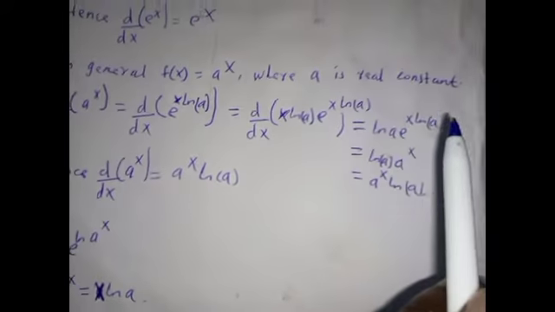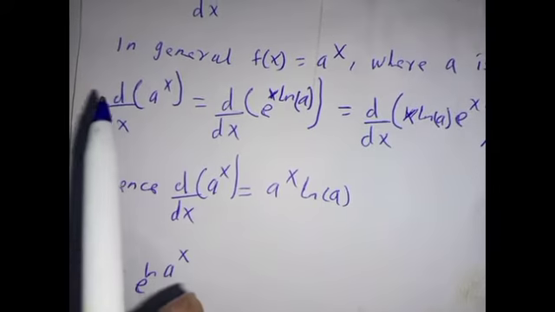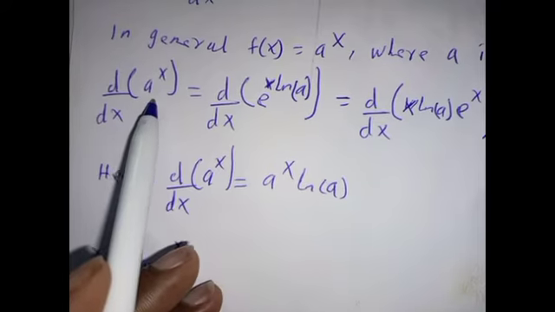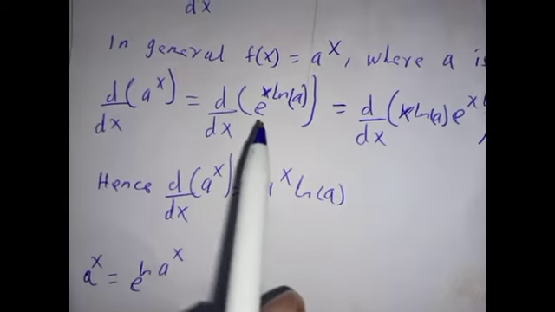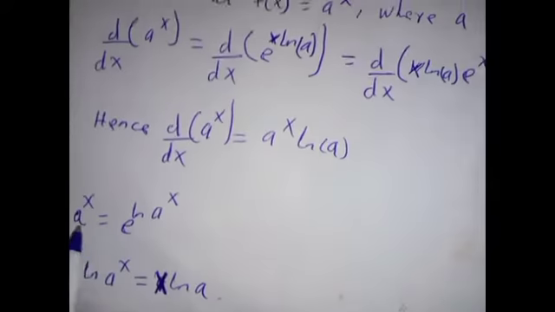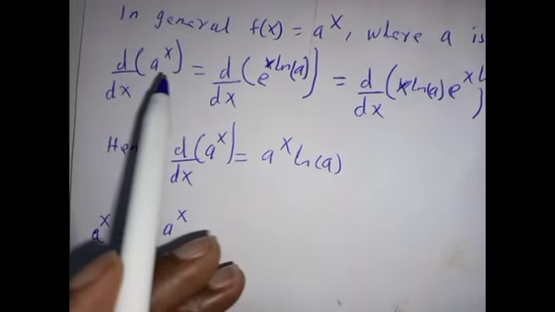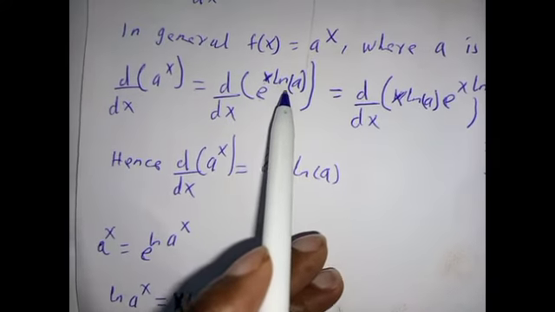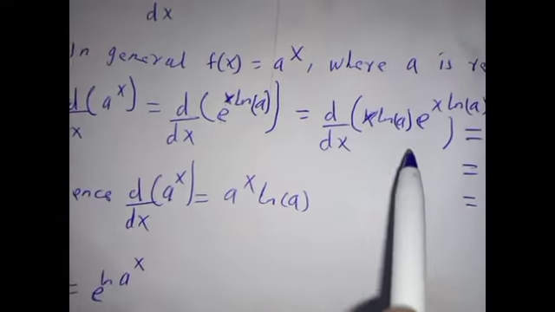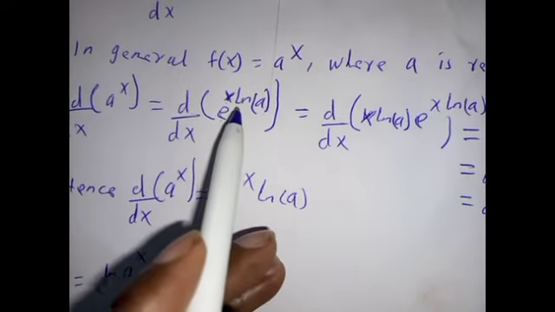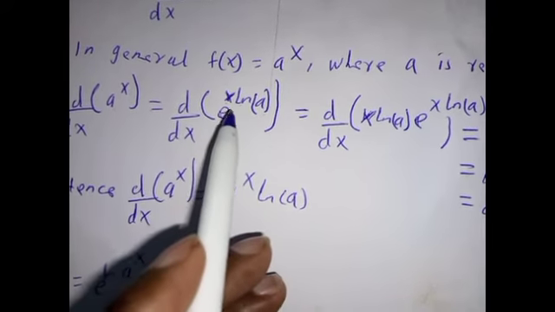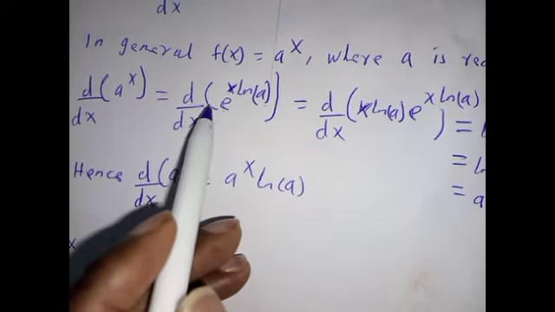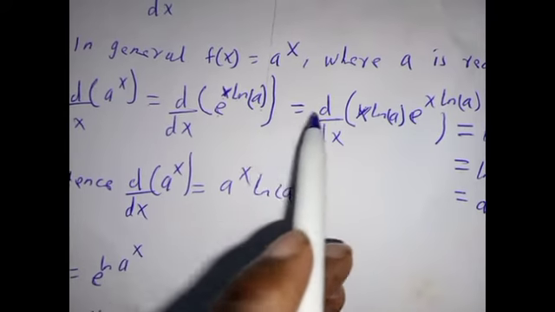Now here a is a real constant value. So you want to get the derivative of a^x, where a is a positive constant. Using this rule, instead of a^x, we can write it as e^(x ln a). Now to differentiate that, we differentiate the exponent, that is x ln a, and we keep the exponential e^(x ln a).